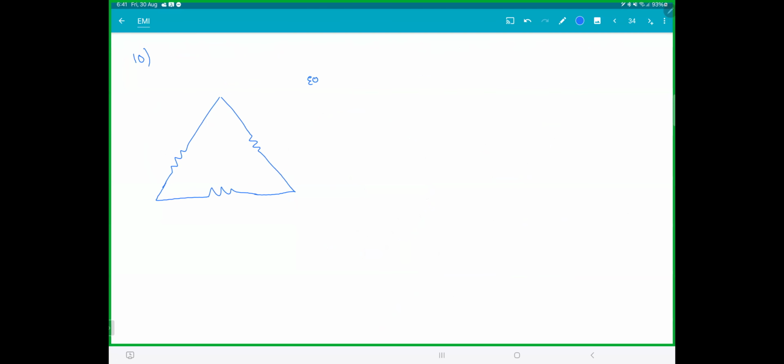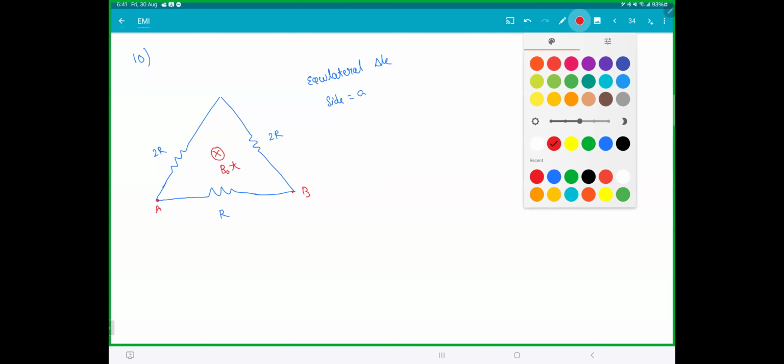Equilateral triangle. So this logic, that the EMF is equally distributed, you can say for regular polygons. Equilateral triangle, side A, this resistance is 2R, this resistance is 2R, this is R. Now understand, EMF has nothing to do with the resistance, it doesn't care, it will only see the area of the loop and all that stuff. So the flux is B naught t. This is A and this is B. Find VA minus VB.